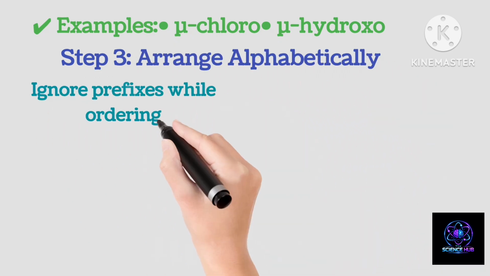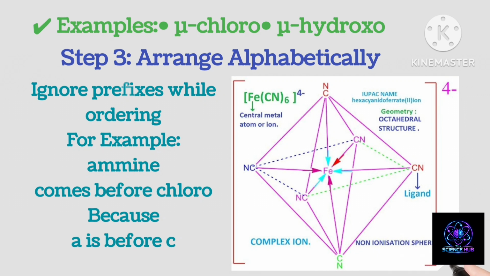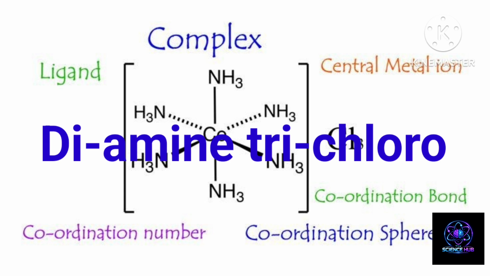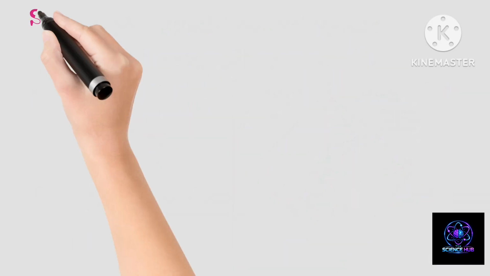Step 3. Arrange alphabetically. Ignore prefixes while ordering. It means that if 2 ammonia ligands and 3 chloride ligands are present, the name will be written as diammine trichloro. This is because ammine comes before chloro, because A is alphabetically before C.